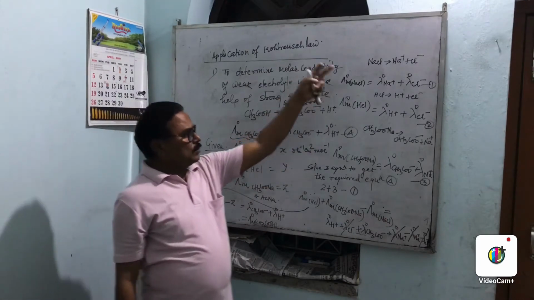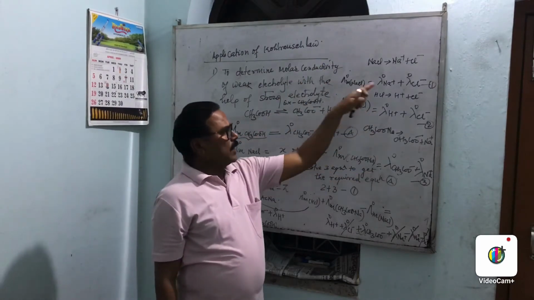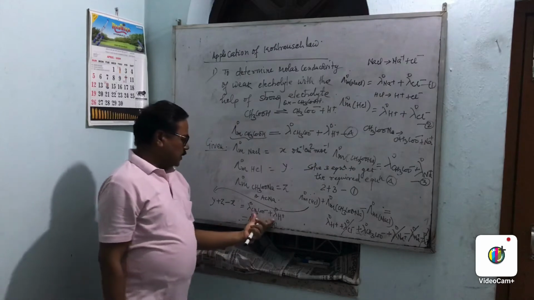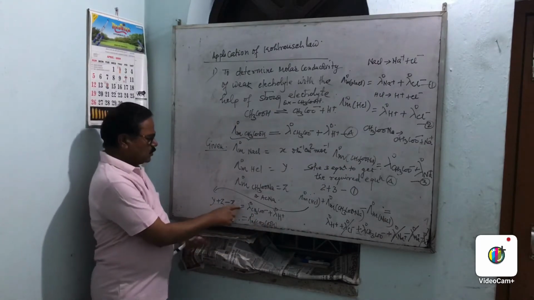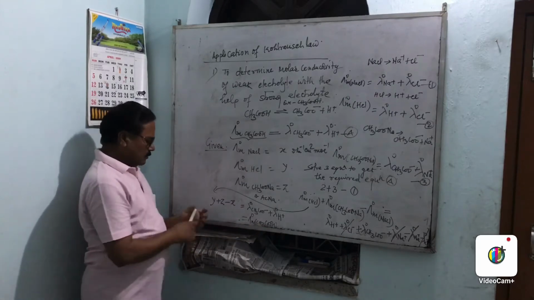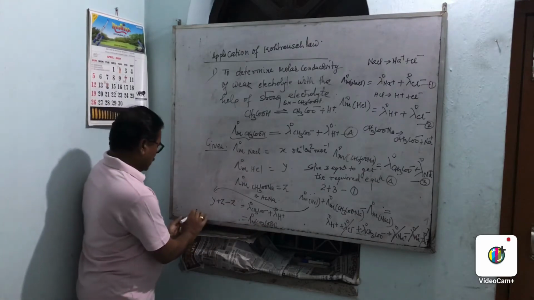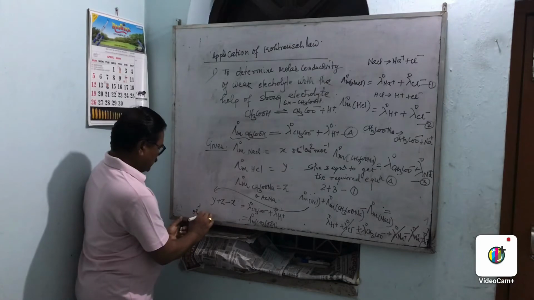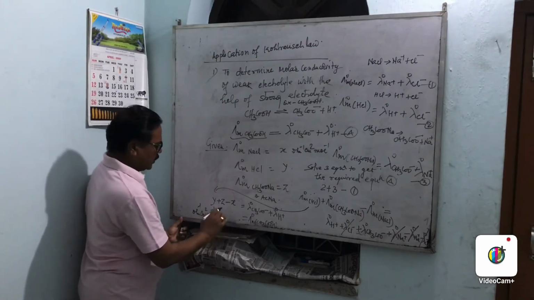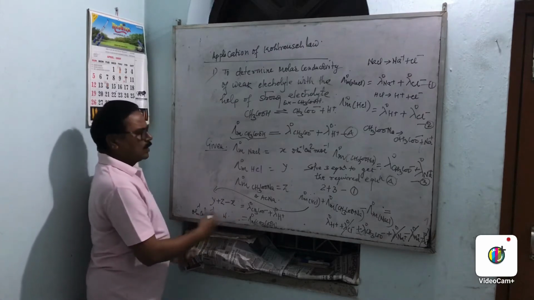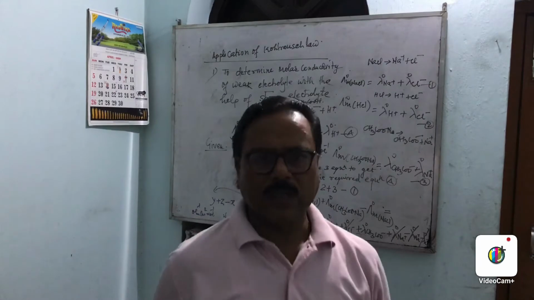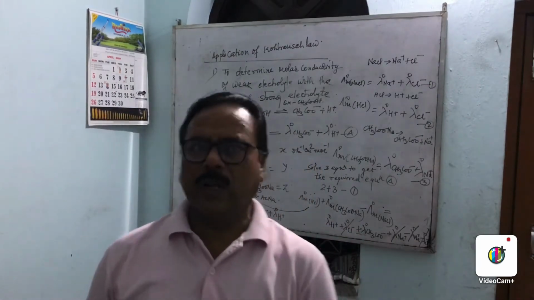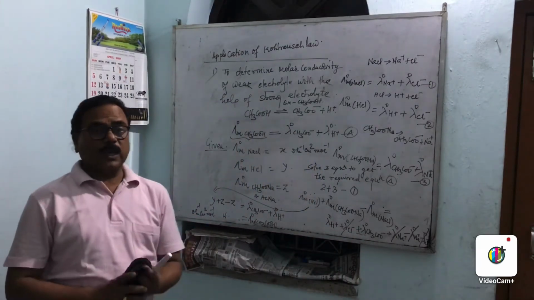So when we add 2 and 3 and subtract 1, we get the required equation. When we put in the values, because these are all known, we are able to calculate the value and write the unit, ohm inverse centimeter square mole inverse. This is the first application of Kohlrausch's law, to determine the molar conductivity of a weak electrolyte.